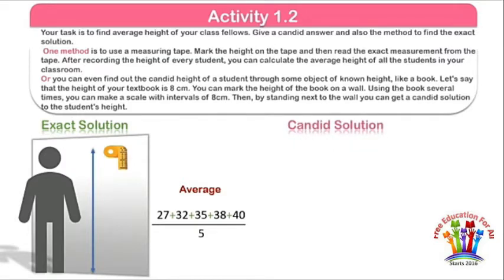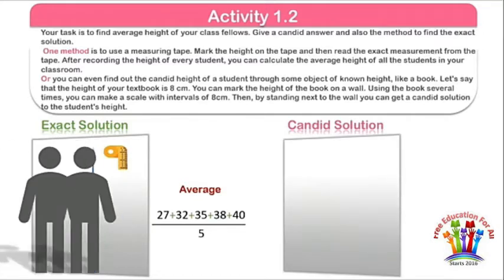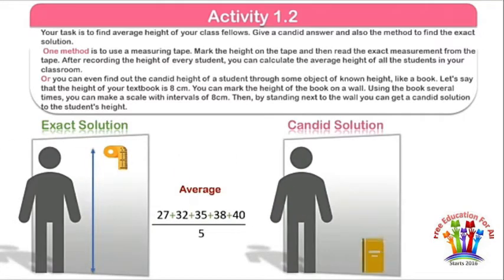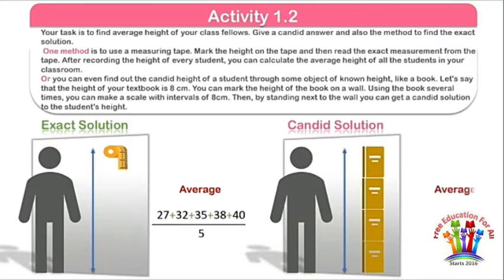The second solution is the candidate solution. So we will use a different method. We can use a ruler, or we first measure the height of a wall, then stand the student against the wall, then measure. After this we will calculate for all the students, 5 students or 10. Say 5, then we will divide by 5. Then we will get the average of all those students.